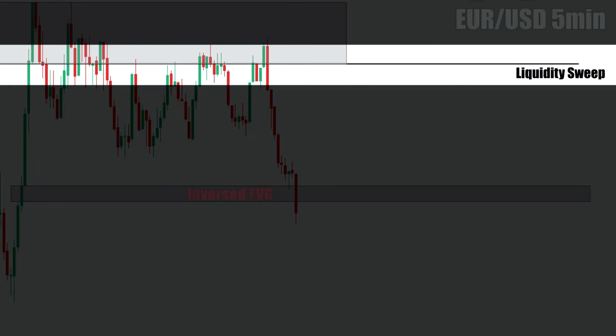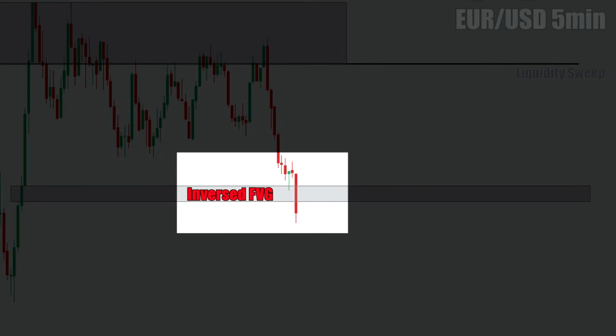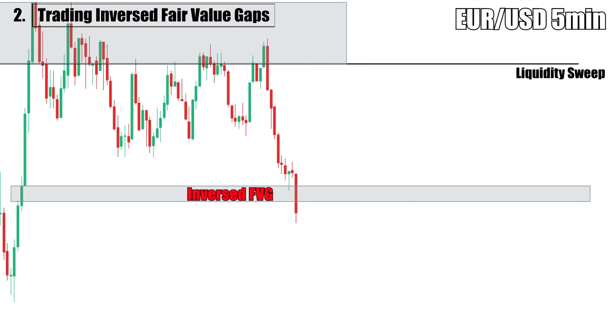After the liquidity sweep, price breaks beneath a bullish FVG and closes below it. This violation confirms the zone has flipped, creating a reliable resistance area. On top of that, we get a market structure shift, adding another powerful layer of confirmation for a bearish setup.